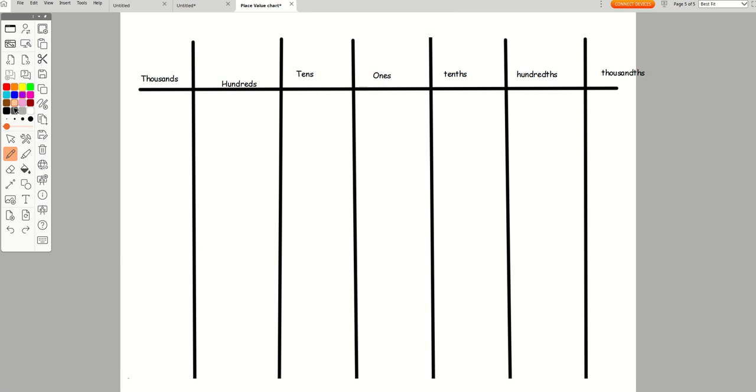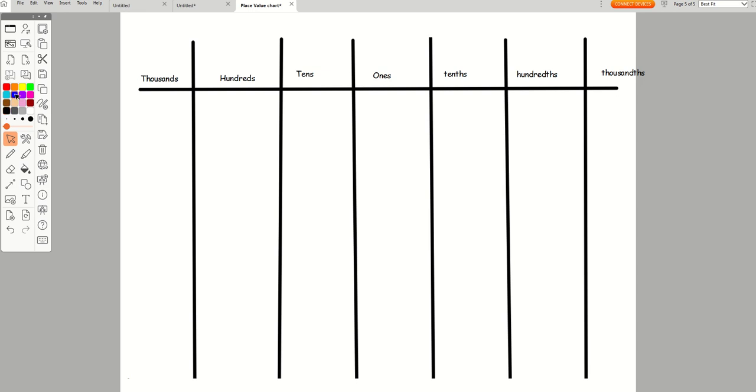All right, so today we are going to review our place value chart, especially when we're talking about multiplying decimal digits by 10 or by 100. I know that's a little confusing when we get to those numbers, but we're going to practice it today.